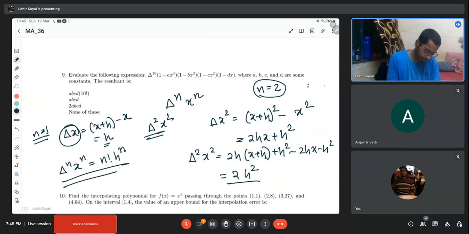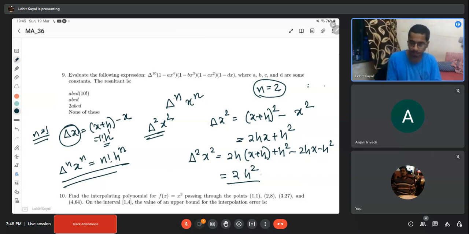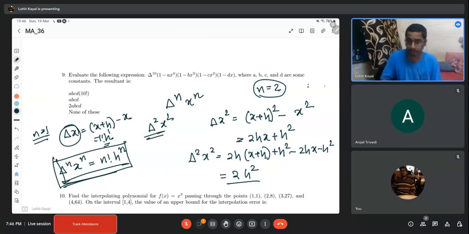See that here this is factorial 1 h to the power 1. This is factorial 2 h square. If you do delta cube of x cube, you will find 6 into h cube. Okay, so this is the formula. It was discussed in the class. Kindly check it. So now, what is the formula of delta to the power n of this term?